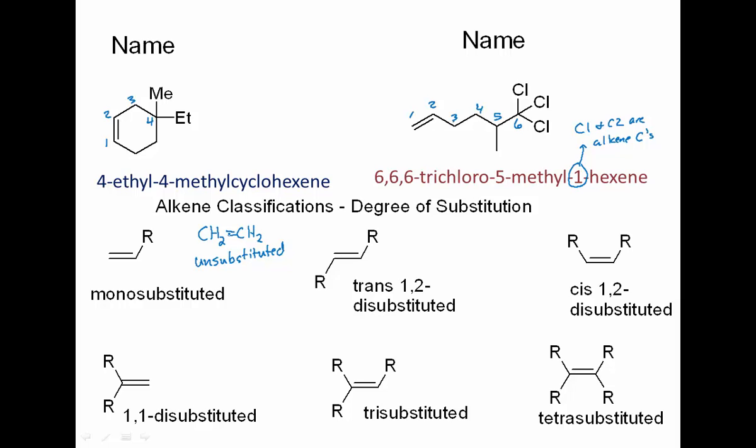So we have 6 basic substitution patterns for an alkene. We have monosubstituted, where we have 1 substituent on the alkene. If we have 2 substituents on the alkene, we can have them 3 different ways. They can be the trans 1,2-disubstituted, cis 1,2-disubstituted. We're calling this carbon 1 and 2. Or they can be 1,1-disubstituted. And the other 2 classifications are trisubstituted and tetrasubstituted.